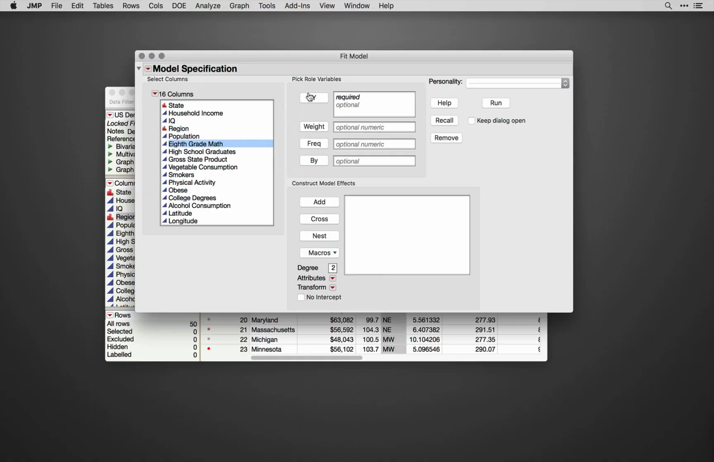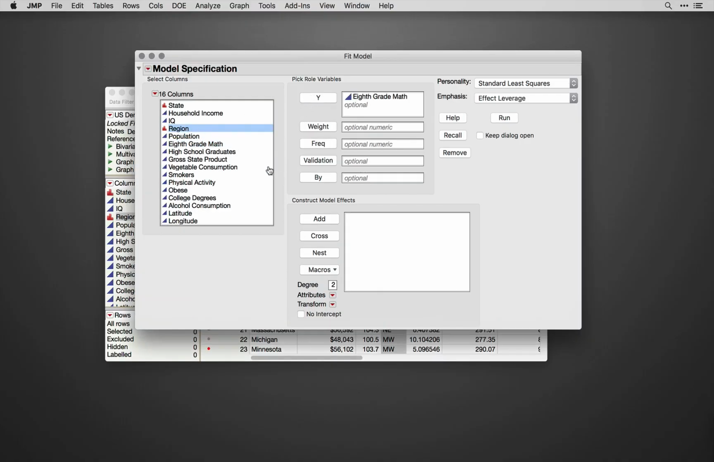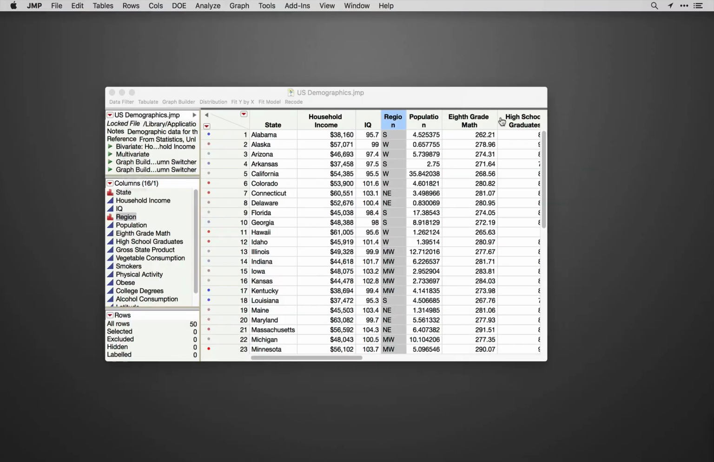So we'll predict 8th grade math, let's say, on the basis of region as our model effects. Now for convenience, I'm going to set the emphasis to minimal report just to keep the rest of the output suppressed. You can of course run a linear contrast anywhere you want in fit model with any emphasis you like. This is just the type of output that's shown by default. So I'm going to run this model.